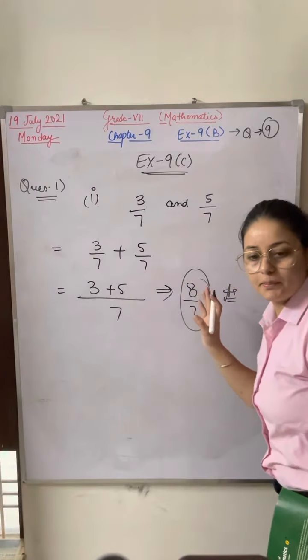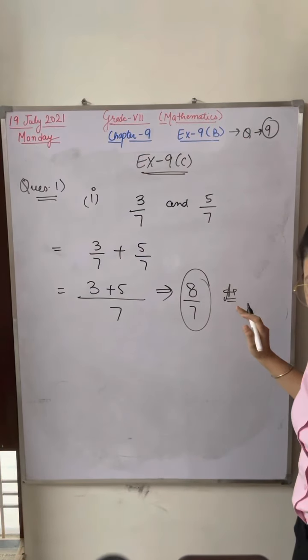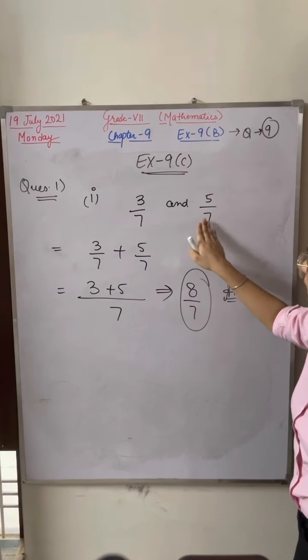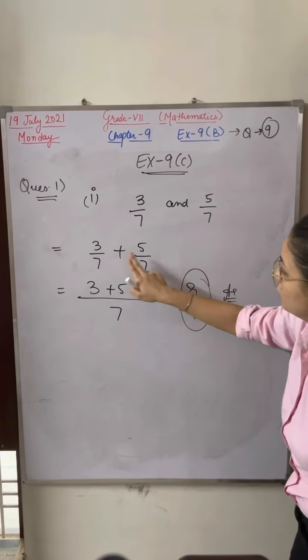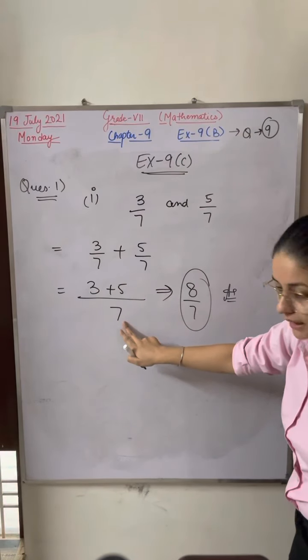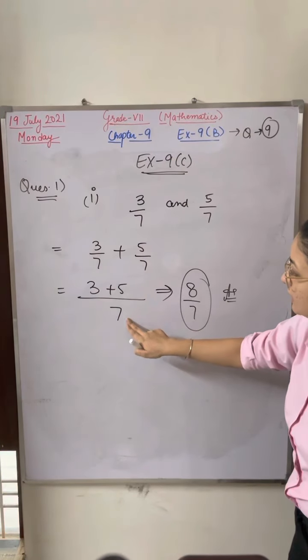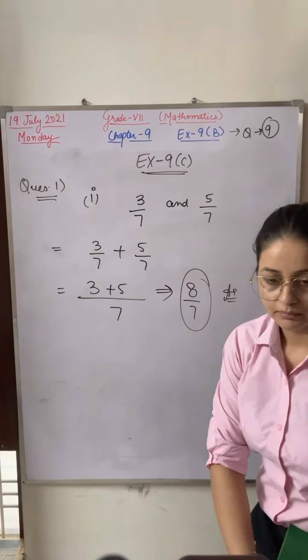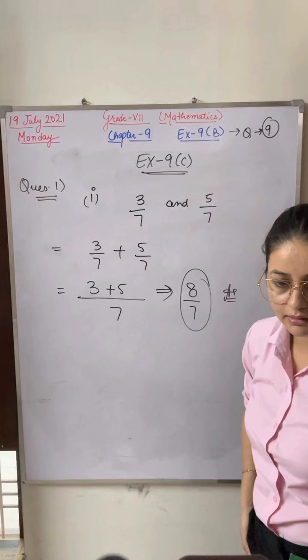Any doubt? How to add these two rational numbers? If the denominators are the same, then you can simply add. Write down 7 one time, because the LCM of 7 and 7 is 7, and 3 plus 5 is 8 upon 7. That is the answer. Clear?